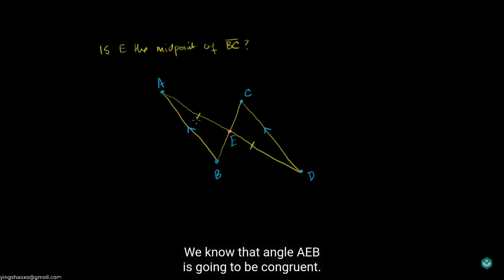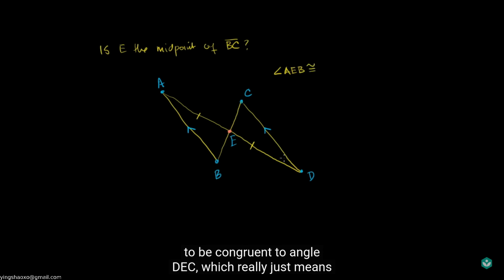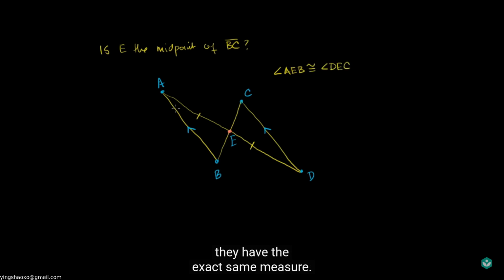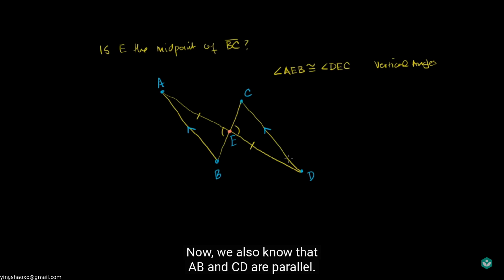The most obvious one is that we have this vertical. We know that angle AEB is going to be congruent, or its measure is going to be equal to the measure of angle CED. So we know that angle AEB is going to be congruent to angle DEC, which really just means they have the exact same measure. And we know that because they are vertical angles. Now we know that AB and CD are parallel.